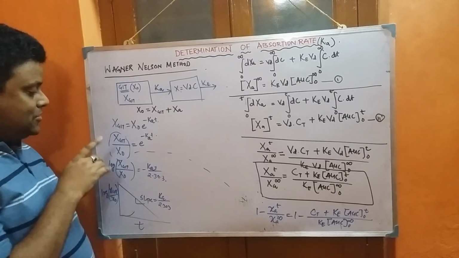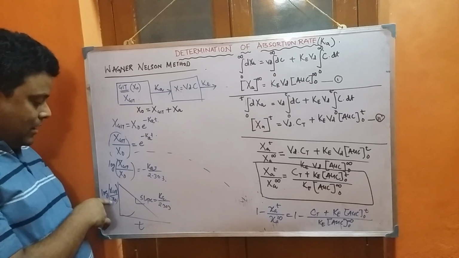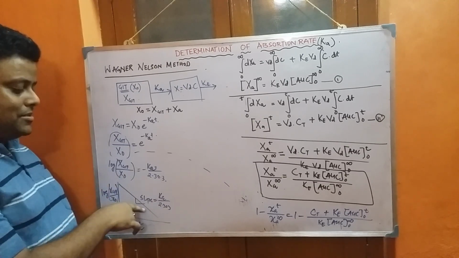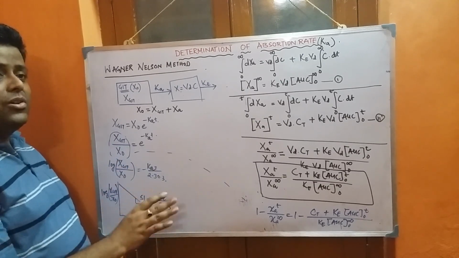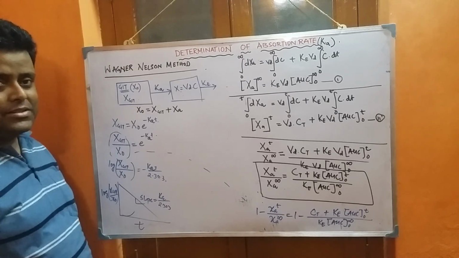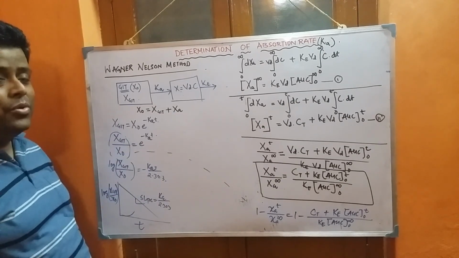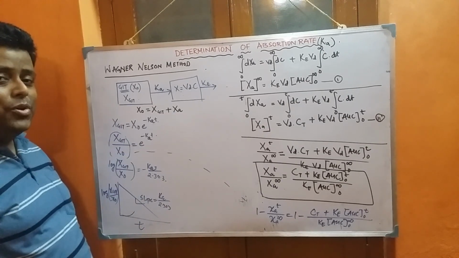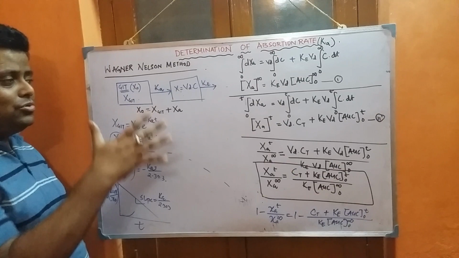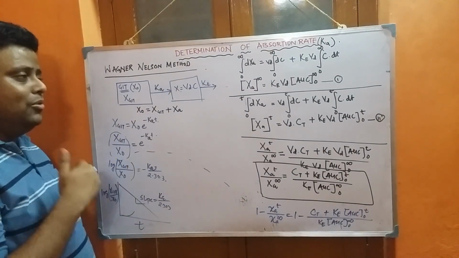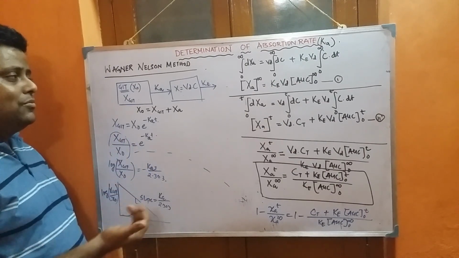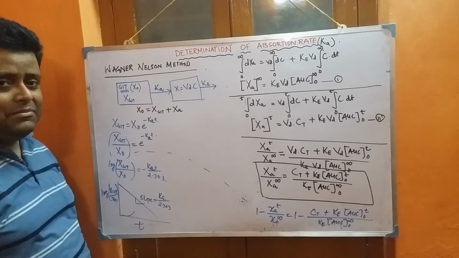Suppose instead of this, if it is not giving a straight line in log this versus time, it suggests that it is not following first order. So it may be following zero order rate kinetics. So from this graph you can come to know which kind of rate process your absorption rate kinetics follows. Hopefully you understood how to derive, correlate and represent the absorption rate kinetics obtained from the Wagner-Nelson method.